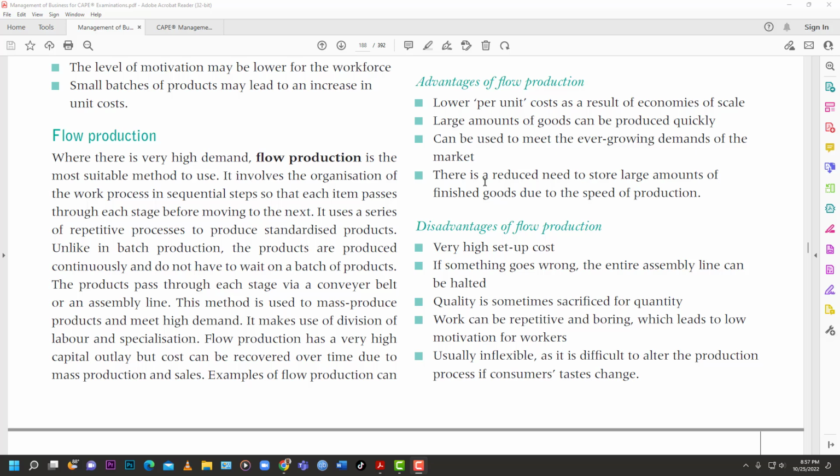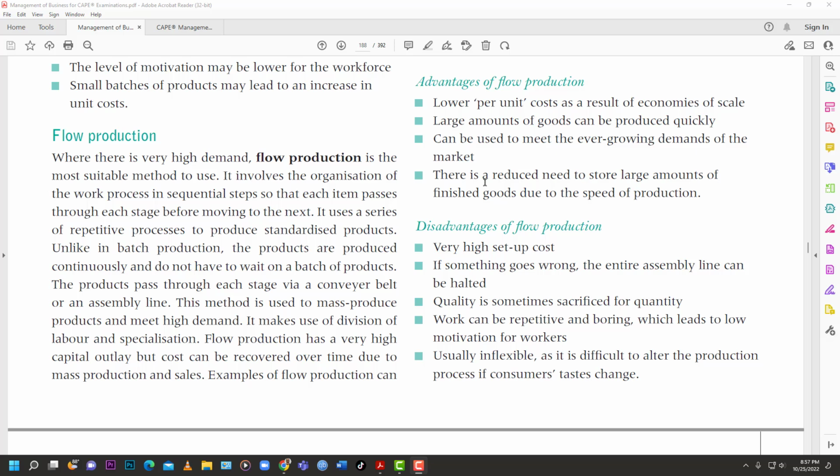Disadvantages of flow production now: very high setup cost, as I said before, because you have to get all the equipment in place for every step, every stage, so it's expensive initially. If something goes wrong, the entire assembly line can be halted, so that can cost you some real money right there. If something goes wrong somewhere, the whole thing comes to a halt, and that's problems right there.